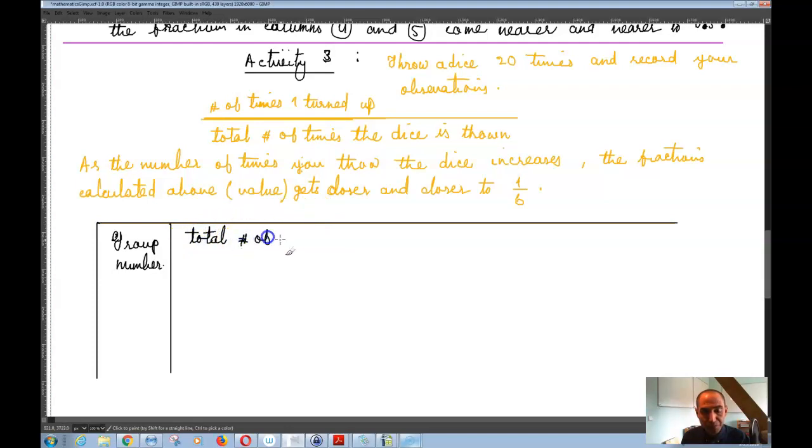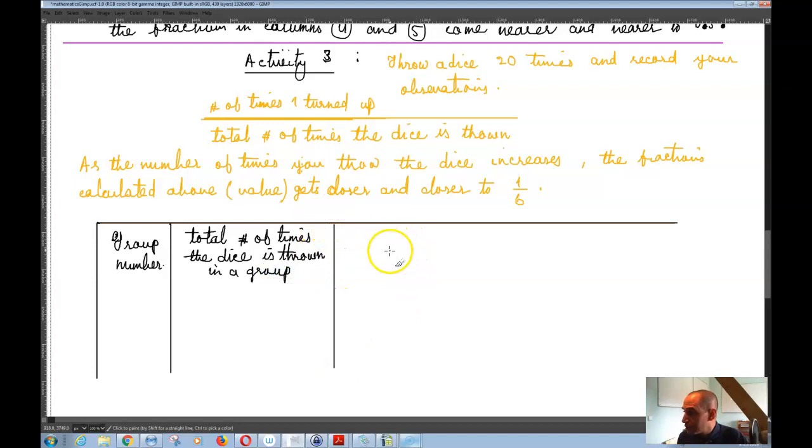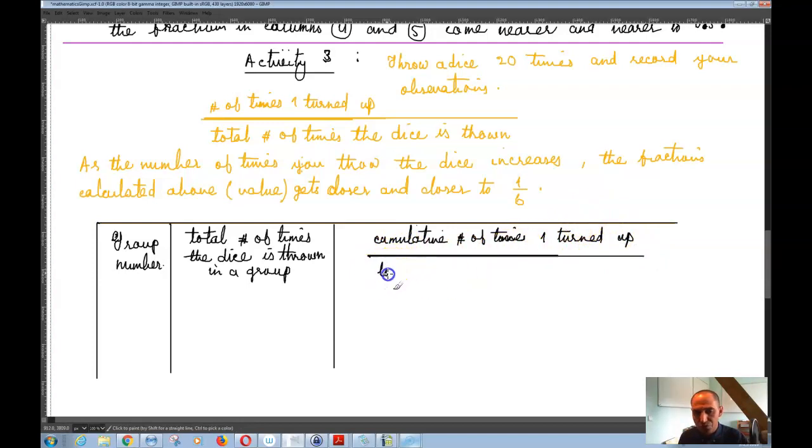And then you have the cumulative number of times one turned up, and the cumulative number of times one turned up divided by the total number of times the dice is thrown. So this is just for number 1, right?